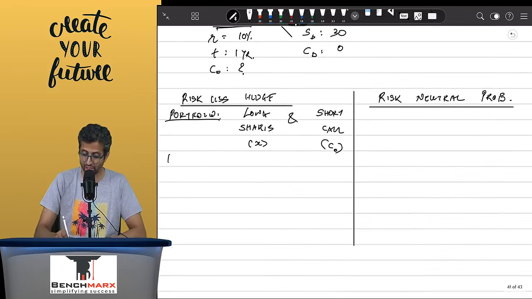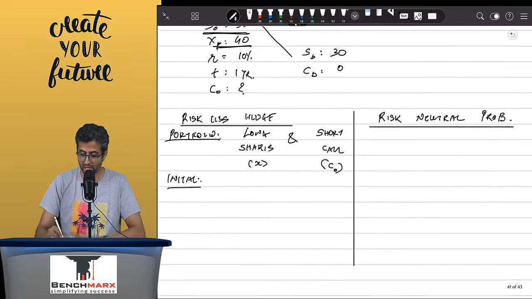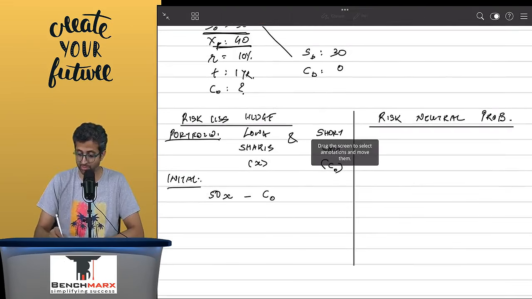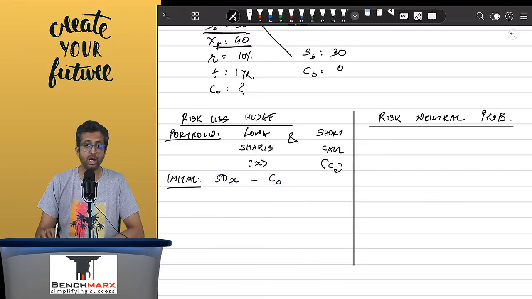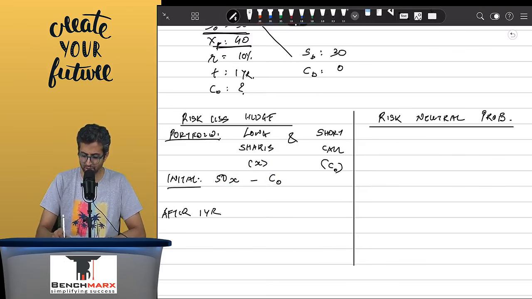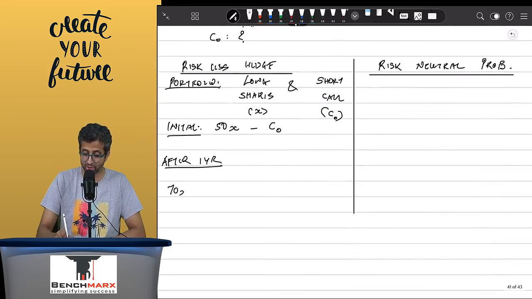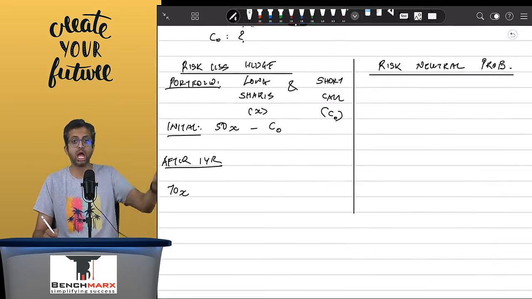So initially at point 0, what will be your position? If you go to the market and buy the share, every share will cost you 50. 50 into X is the amount that you will have to invest. That's a cash outflow. In return, you will get C0, the money that you receive on selling the call option. Now, after 1 year, what will happen? There are two possibilities as per the binomial model. The first possibility is the share price becomes 70. The value of your long position will be 70X.